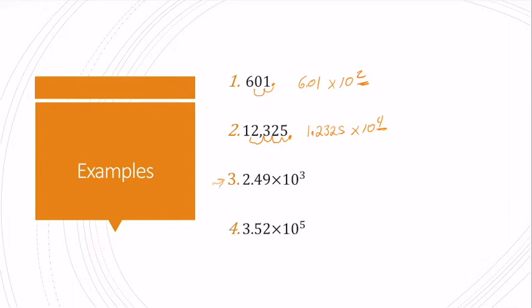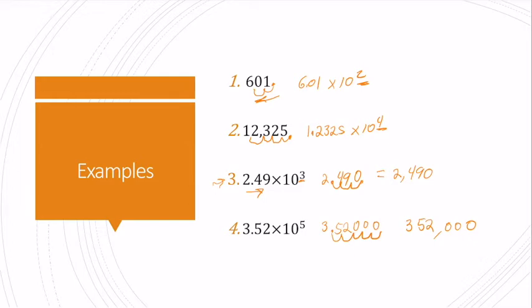So let's expand this. If I have 2.49 times 10 to the 3rd, in order to undo this scientific notation, instead of moving my decimal place to the left, I'm going to move it to the right. So I go 1, 2, 3. And any place there's a blank, I'm just going to fill in a 0. So this would be 2,490. If I have 3.52 times 10 to the 5th, that's 3.52. I move my decimal place over 1, 2, 3, 4, 5 times. Fill that in with zeros. So I have 352,000.